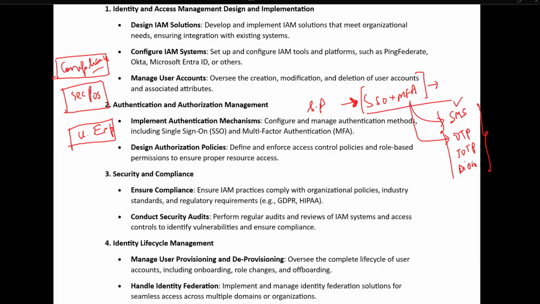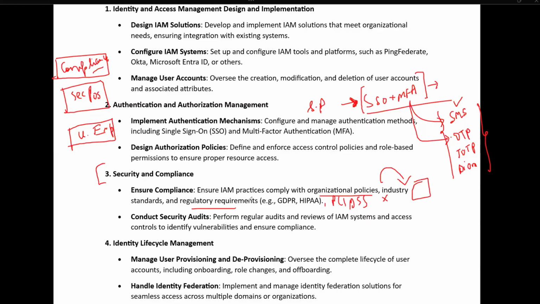Okay, fine. So in that context only, these are the three things, right? In that same context, you have security and compliance. Any system that you build, you should ensure that it is complying with the IAM practices and the organization policies, industry standard and regulatory requirements like GDPR, HIPAA, PCI DSS. You cannot build a system and later on, if the audit happens, find it is non-compliant. If it is non-compliant, you have to go back to fixing it.